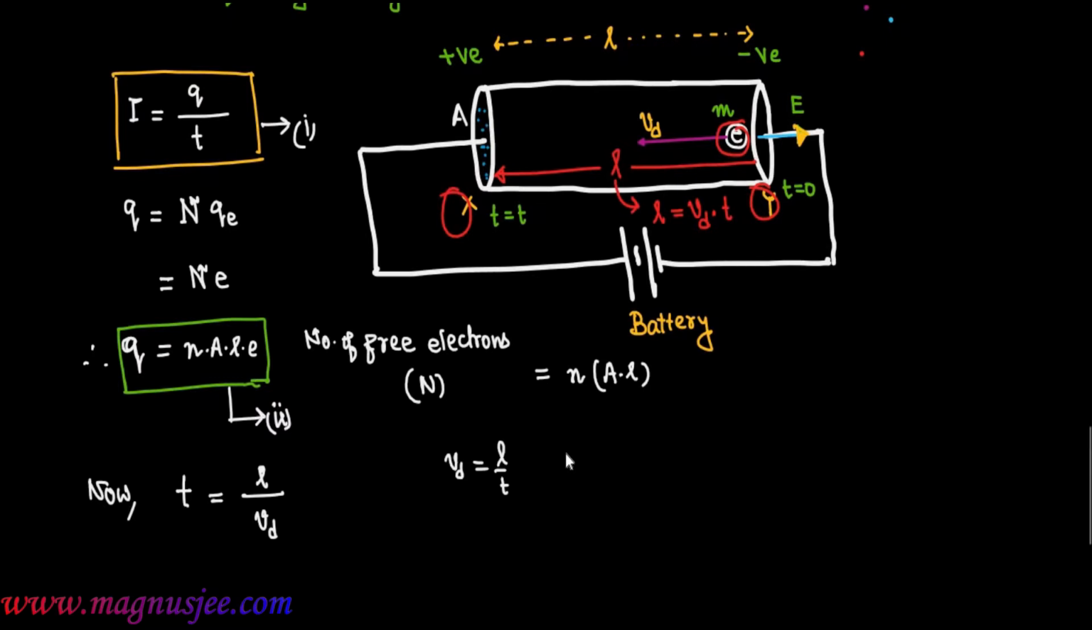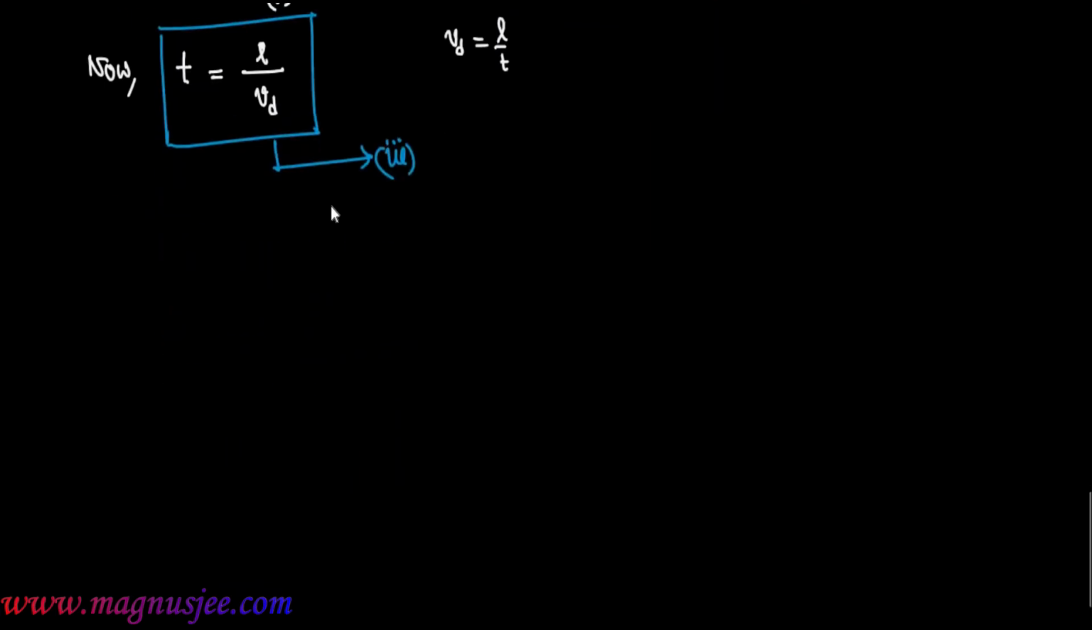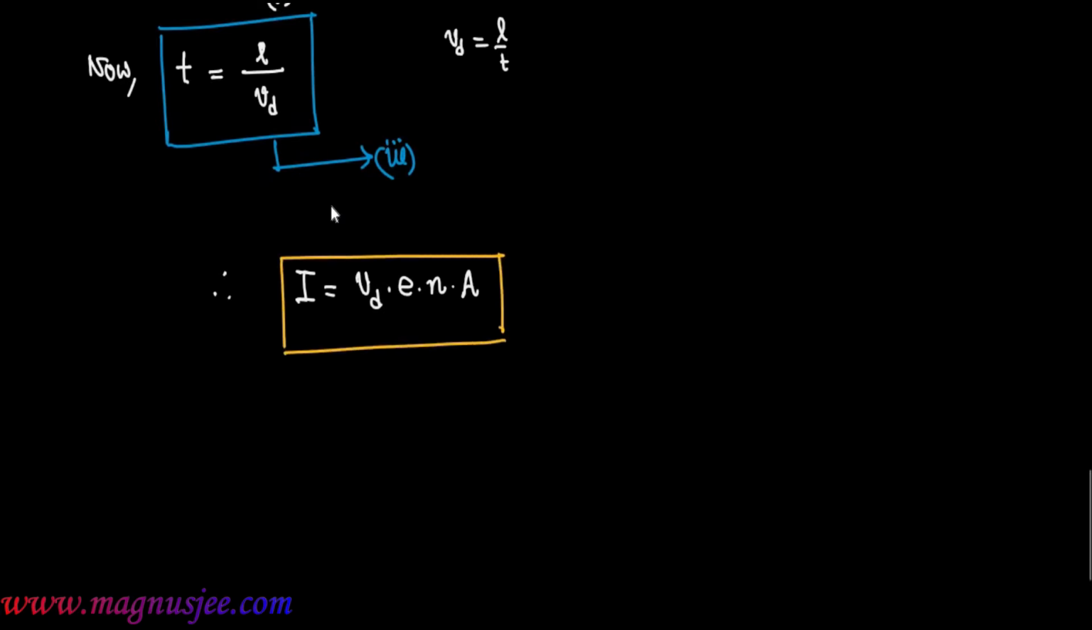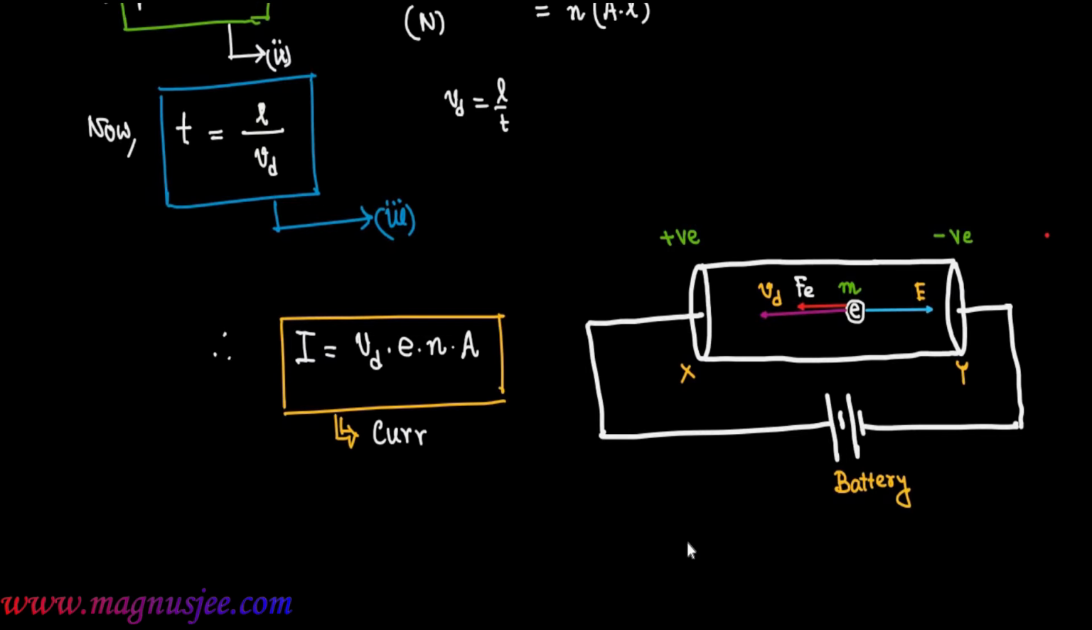In time t, the free electron travels from the end Y to X with the drift velocity Vd. Therefore, t is equal to L by Vd, which is the time taken by a free electron to travel from the negative end to the positive end of the conductor. Therefore, I is equal to Vd dot e dot n dot A, which is the expression of current flowing through a conductor in terms of drift velocity Vd and free electron density small n.